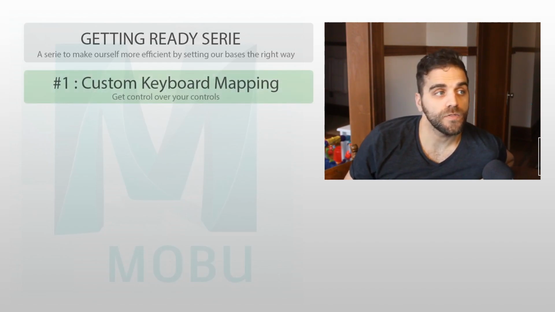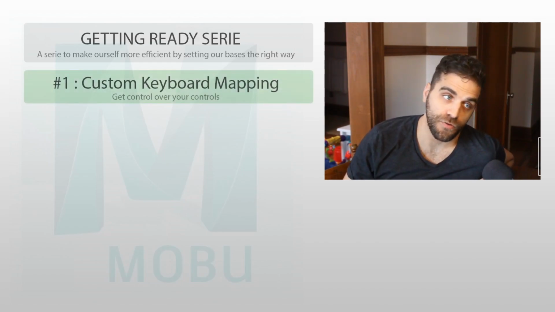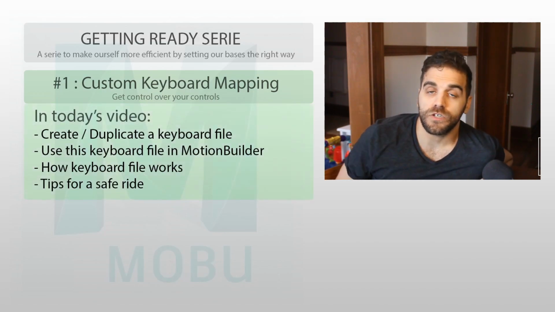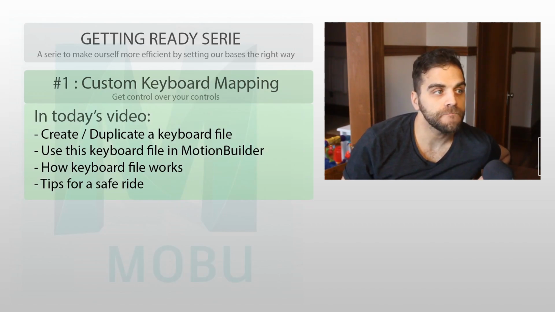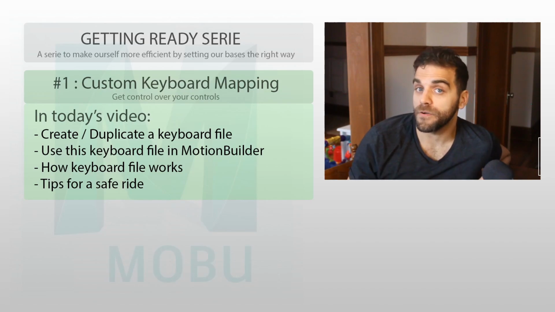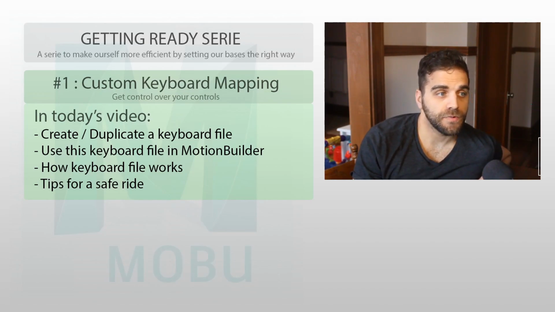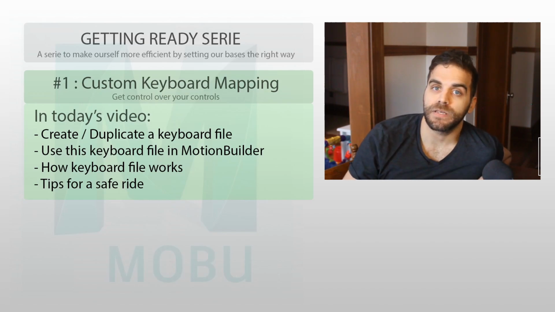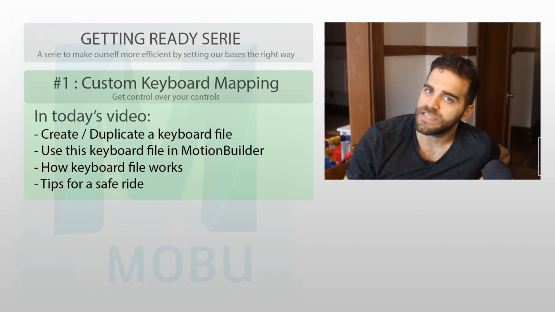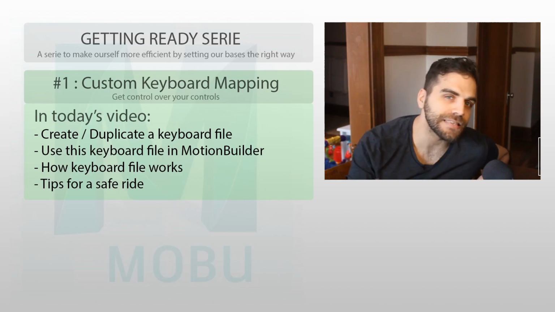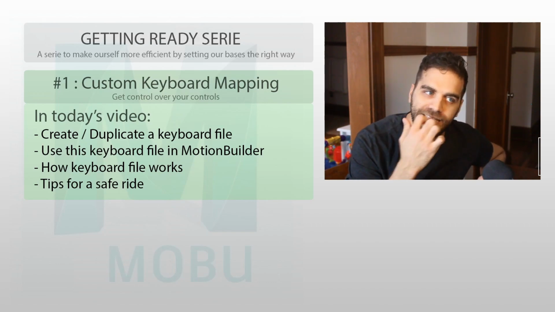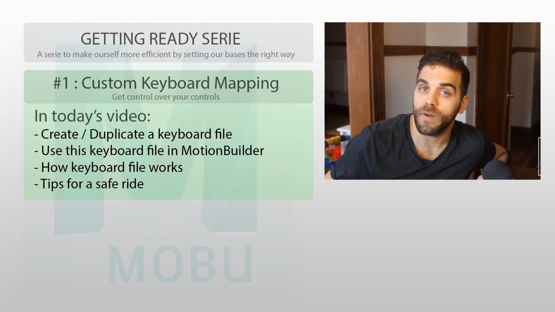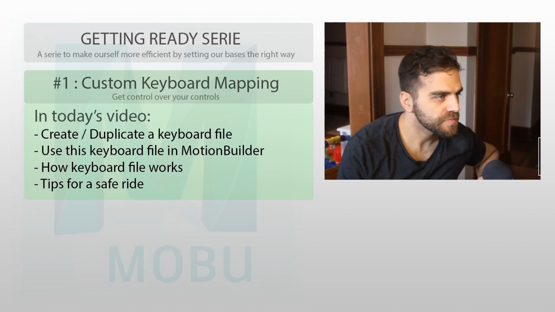So in today's video, I want to show you how to create a custom keyboard mapping file. To do so, I'm going to show you how to create or duplicate an already existing keyboard mapping file. I'm going to show you how to set MotionBuilder to use that file. I'm going to show you how those files work so that you can edit them easily. I have a few tips for you to make sure there is no mistake in the file, which will happen eventually. And at the end, I want to show you how I did my own workflow, my own keyboard mapping, to give you some example of how efficient we can be. So let's jump into it.